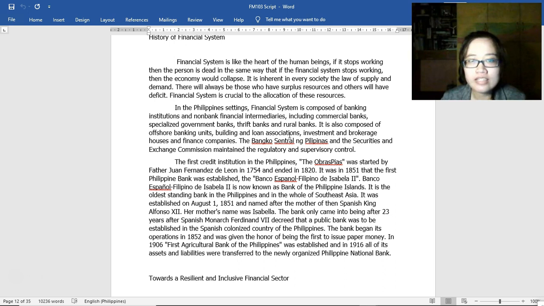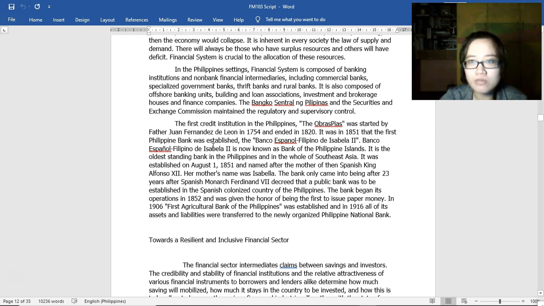The first credit institution in the Philippines, Obras Pias, was started by Father Juan Fernandez de Leon in 1754 and ended in 1820. It was in 1851 that the first Philippine bank was established, the Banco Español Filipino de Isabel II. This is now known as the Bank of the Philippine Islands, BPI. It is the oldest standing bank in the Philippines and in the whole of Southeast Asia. It was established on August 1, 1851 and named after the mother of then Spanish King Alfonso XII. Anyway, her mother's name was Isabella.